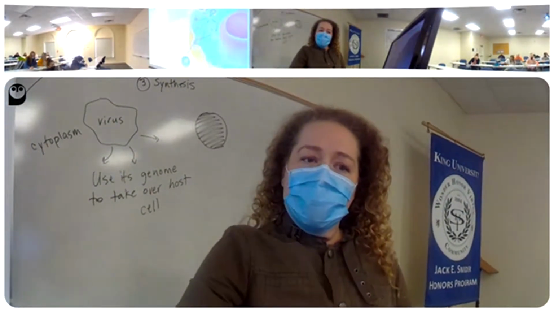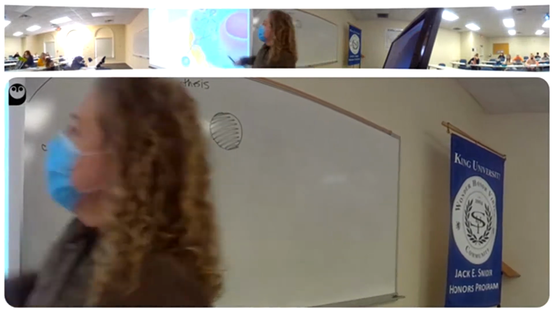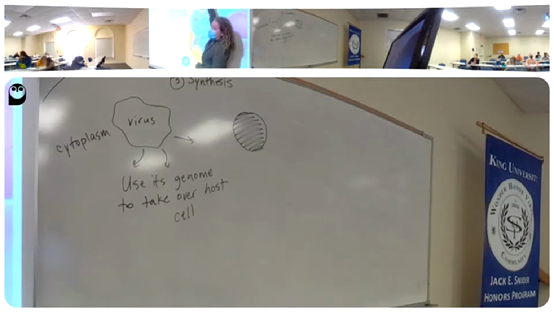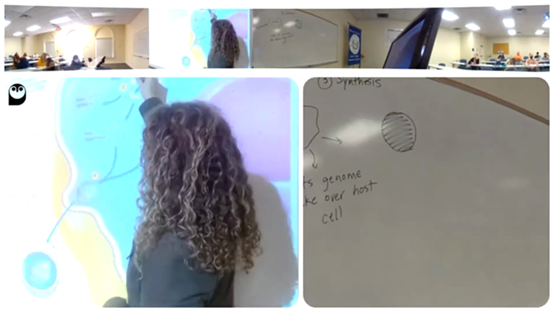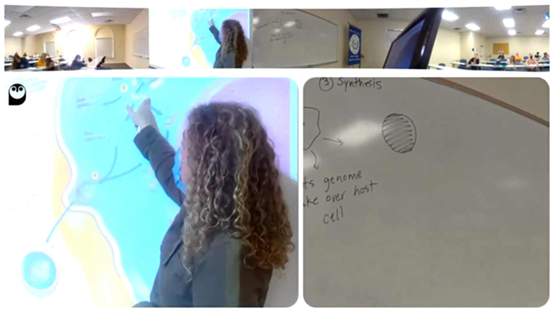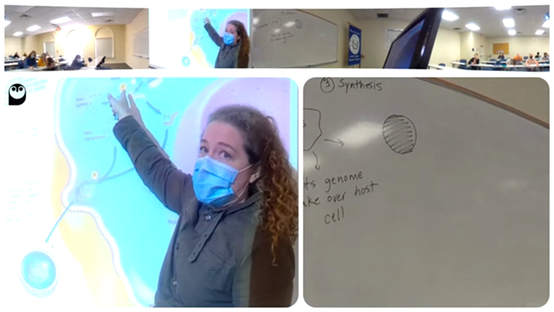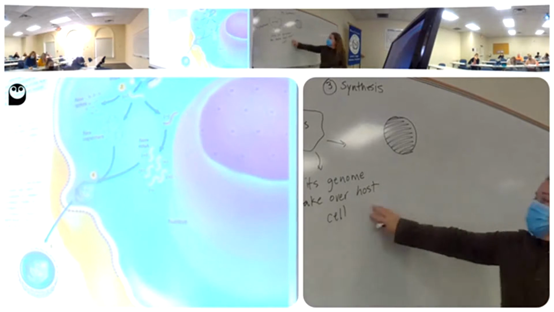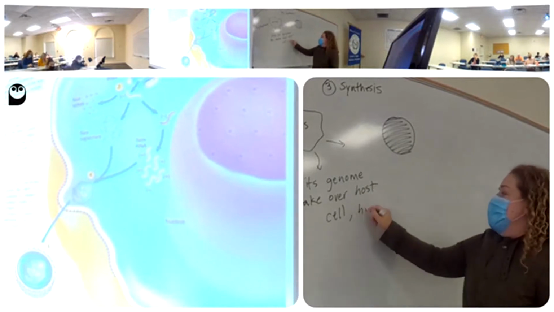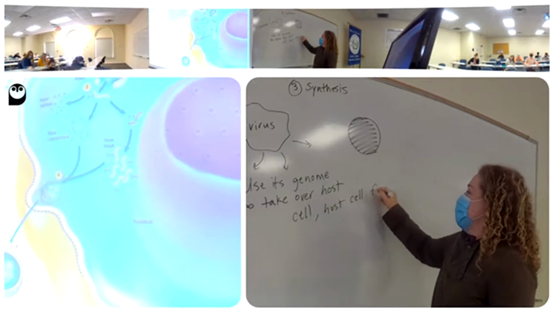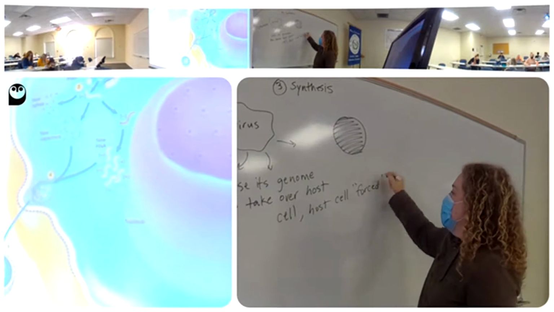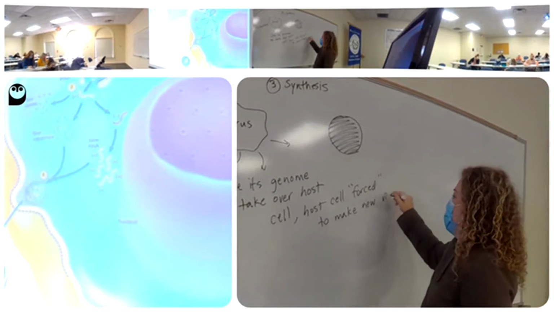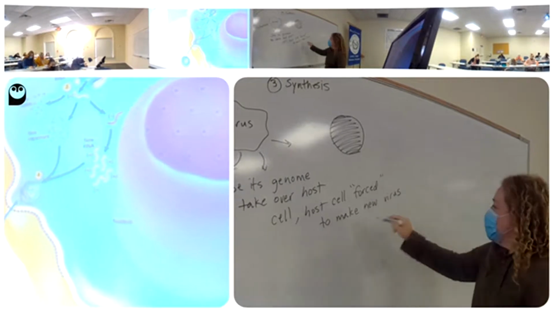Big picture. There you go. So we can see on this picture that here's the virus now inside the host cell because it attached and it penetrated. And now, whatever genome it's got, whether it's RNA, DNA, double-stranded, single-stranded, the genome is going to take over the host cell. And then the host cell is forced to make new virus components.